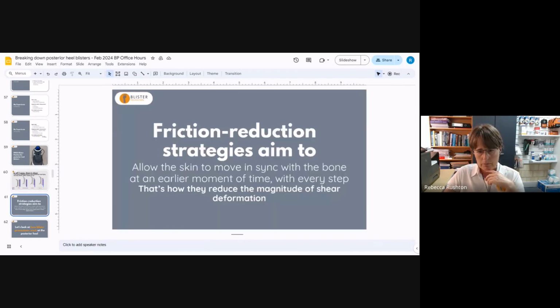So friction reduction strategies aim to allow the skin to move in sync with the bone at an earlier moment of time with every step. That's how they reduce the magnitude of shear deformation. Just read that again.